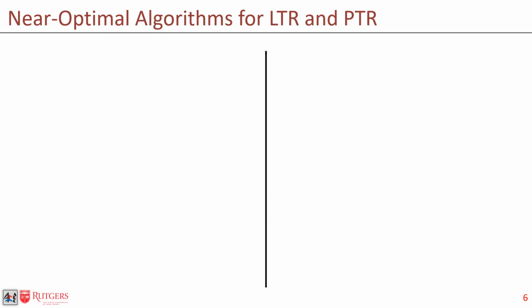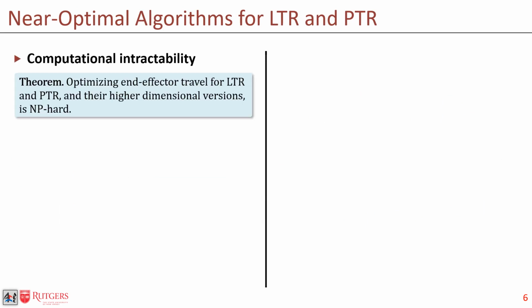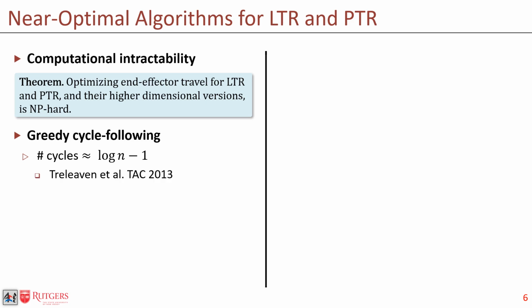Moving to the 2D settings, we can show that minimizing the end-effector travel is NP-hard for both LTR and PTR. Nevertheless, a greedy cycle following procedure can still do quite well because the number of cycles in a random permutation is quite small. This fact is exploited elsewhere, for example, in Trevisan's work on pick-up and delivery problems, and was perhaps first publicized in the 100 prisoners problem.